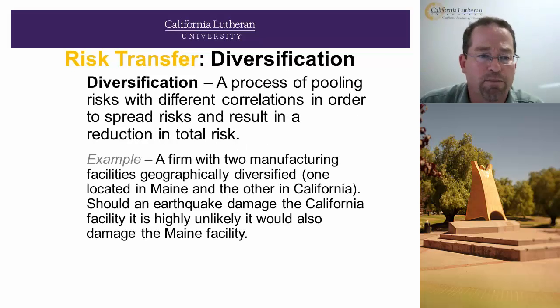Diversification is a process of pooling risk with different correlations in order to spread the risk and result in a reduction of total risk. For example, a firm with two manufacturing facilities that are geographically diversified, one in one part of the state and one in another state. Should an earthquake damage one of these, it's highly unlikely that the second facility far away would be damaged in the same event.